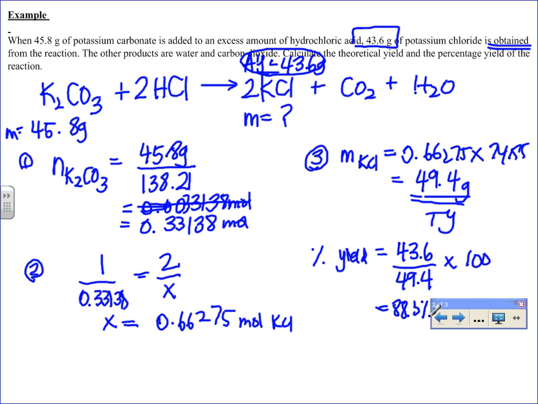So that is how you solve percentage yield problems. On the page that you did this example, you can see the textbook questions that will allow you to practice this further.